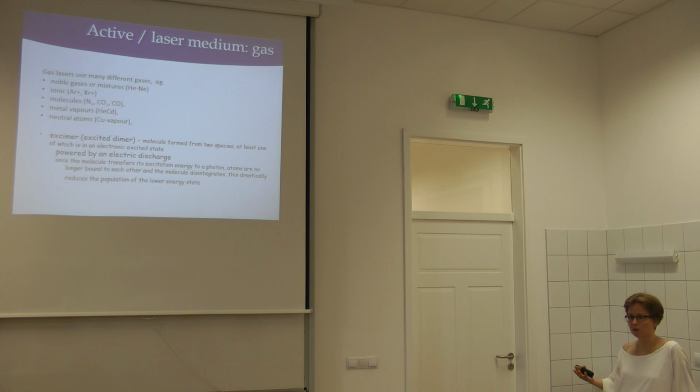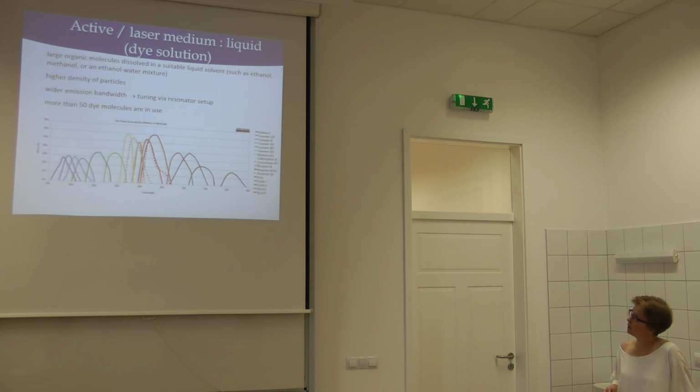This is a very nice trick to achieve population inversion, because if the molecule would decay down to the ground state, it immediately dissociates because it's not a stable form of the molecule. So basically the ground state is empty. You only have molecules in the excited state. So this is how you achieve population inversion.